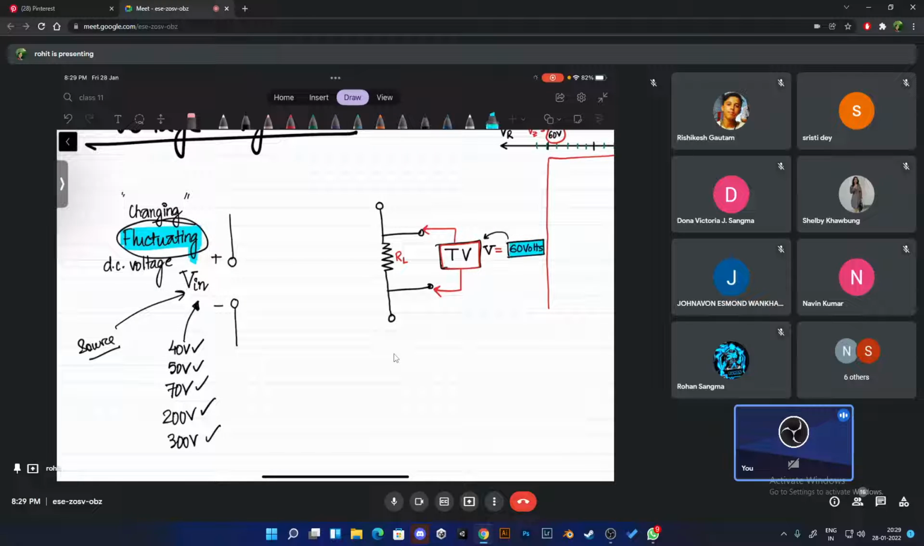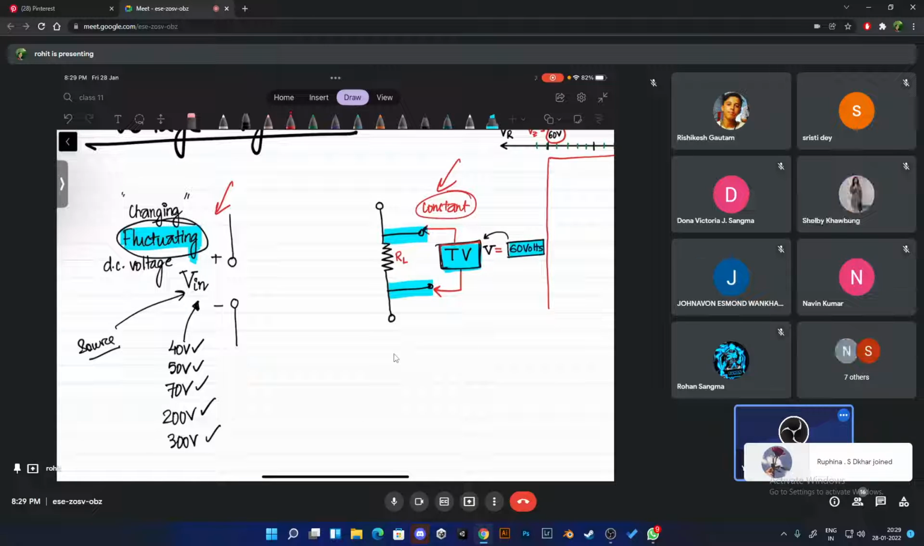But what do you want here? Between these 2 points, you want different voltage or constant voltage? Constant voltage. Is it okay till now? Look at the diagram. This is the input, and the output that you want is constant. That's it. Is it okay or not? Okay, so how to achieve this?